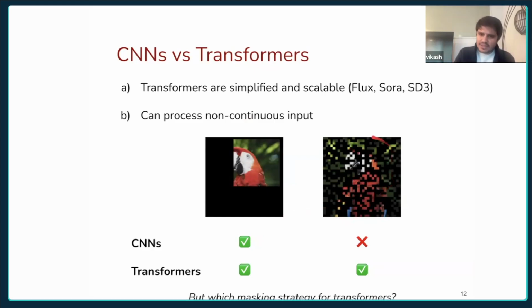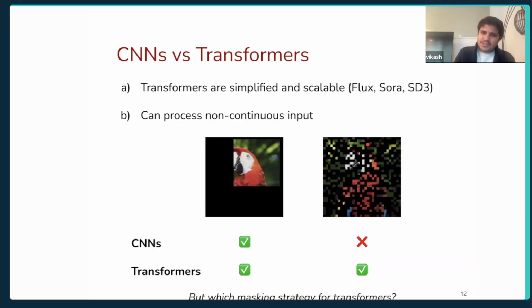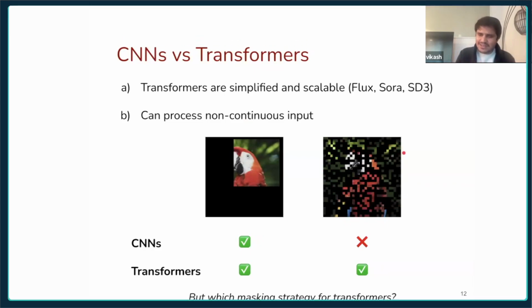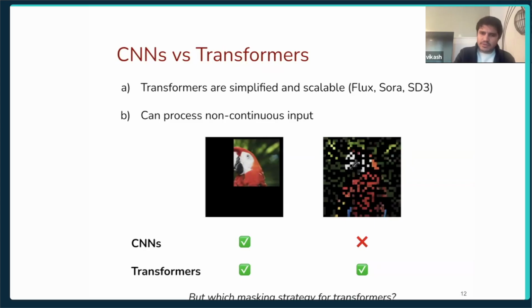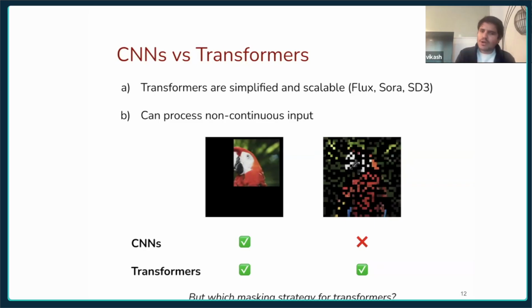So here, even in the image where I'm dropping these patches randomly, we take the patches that are non-masked and just create a sequence out of them and pass that to the transformer. So that's one of the key reasons we opted for the transformer. And in a few minutes, I'll also quantitatively justify this design choice.